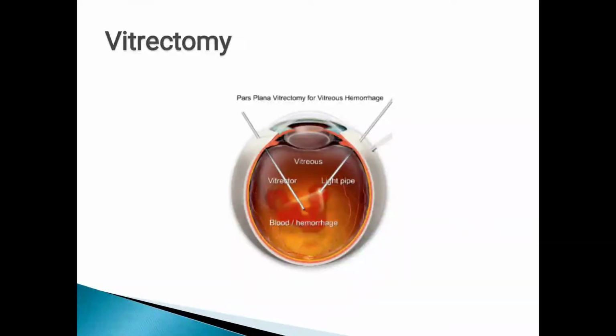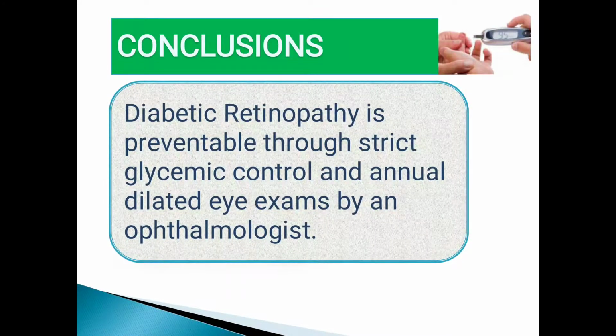So what are the indications of vitrectomy in diabetes? Basically, friends, if the vitreous hemorrhage is not resolving, then we have to do vitrectomy. Or if there is presence of tractional retinal detachment, or if there is formation of epiretinal membrane, then we have to do vitrectomy. So what is the conclusion?